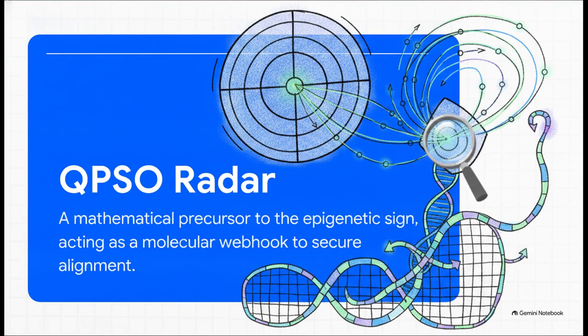So the text suggests that human connection isn't just some slow, random search. Instead, it relies on what's called a QPSO radar. You can really think of it like a highly advanced biological homing beacon that is constantly tracking its target. Once it gets close, it fires an epigenetic sign, which acts essentially as a molecular webhook, designed to instantly lock onto the target's biological grid with absolutely zero structural decay.